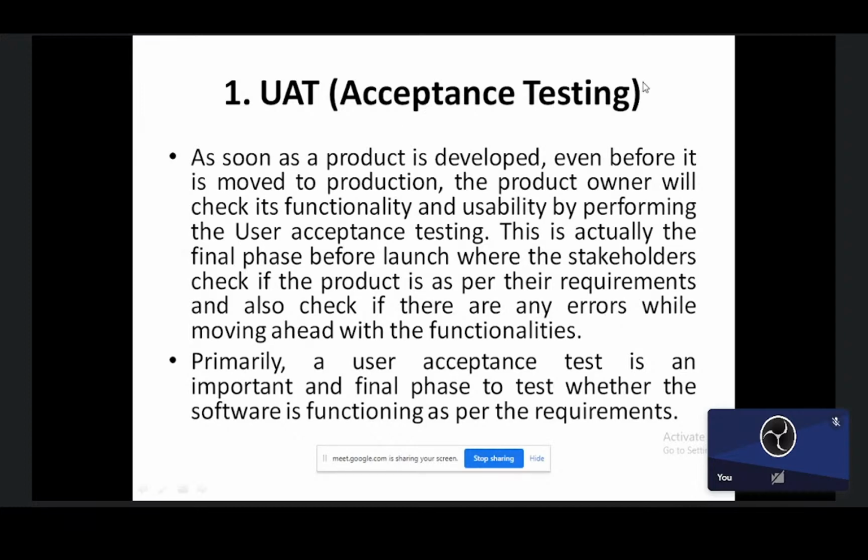So this is user acceptance testing, as madam was telling about earlier. It is nicely prepared, the syllabus, where these are the topics which need to be addressed. As soon as the product is developed, even before it is moved to production, the product owner will check its functionality and usability by performing user acceptance testing. If the user says yes, then it will continue and be given to the production unit. Otherwise, enhancements will be made to it.